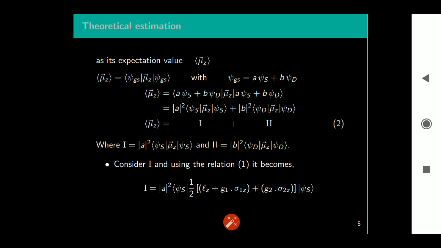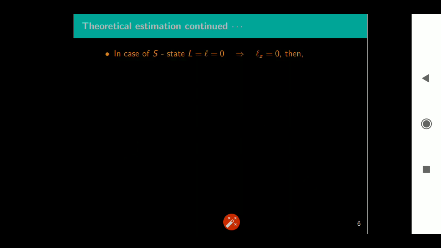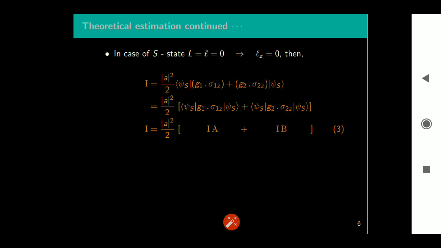So if you just consider that, and using equation 1, which is the expression for mu z, the equation becomes in this form: mod A square, bra vector psi s, the entire operator Lz plus G1 sigma 1z plus G2 sigma 2z acting on the ket vector psi s. Now, in the case of the S state, orbital angular momentum is 0, therefore its z projection Lz is also 0. The first term of the previous equation cancels. So the equation simplifies like this: mod A square, psi s, G1 sigma 1z plus G2 sigma 2z acting on psi s.